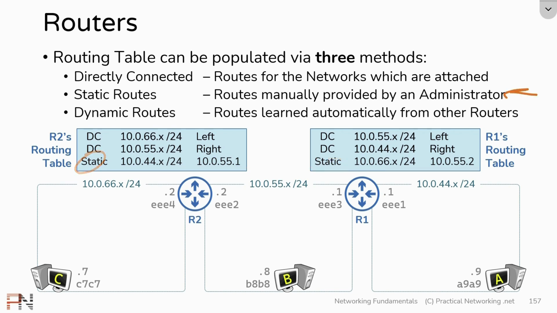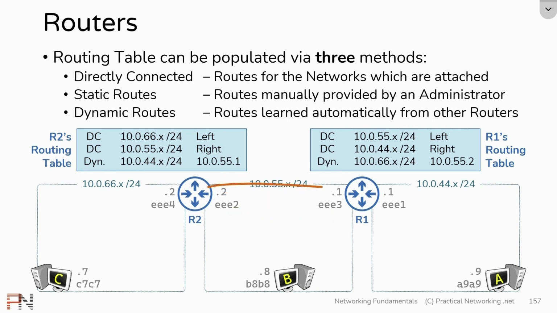If an administrator logged into the router and manually told the router how to get to a particular network, that is a static route. And if the routers automatically talked to each other and told each other of the networks that they know about, that is a dynamic route.